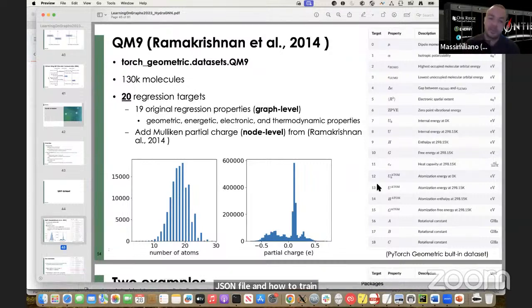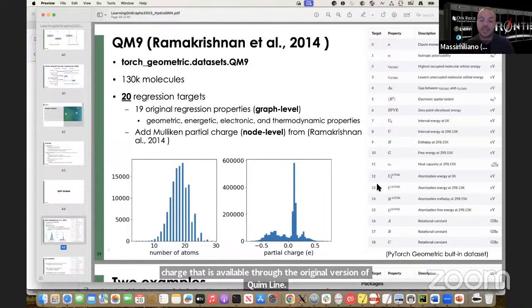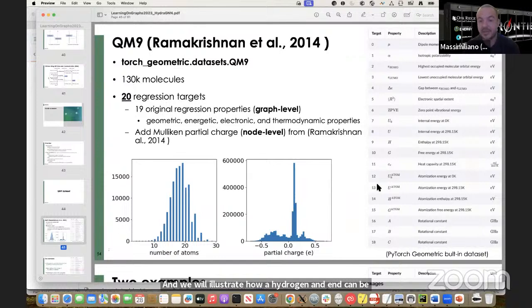And then the second example that we use with the QM9 is for multitask learning. Here, besides taking the data set from PyTorch Geometric, we also download from another directory the partial charge that is available through the original version of QM9. And we will illustrate how HydrogenNN can be used to simultaneously predict all the 20 properties available in the QM9 dataset, the 19 graph level features, as well as the one node level feature represented by the partial charge.